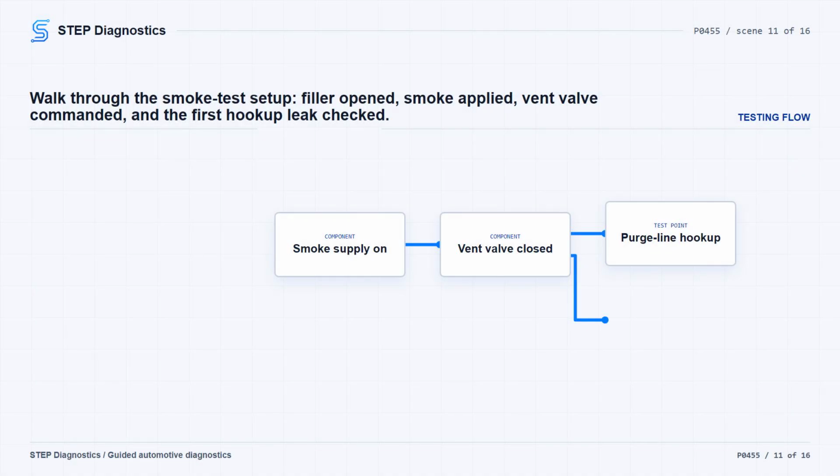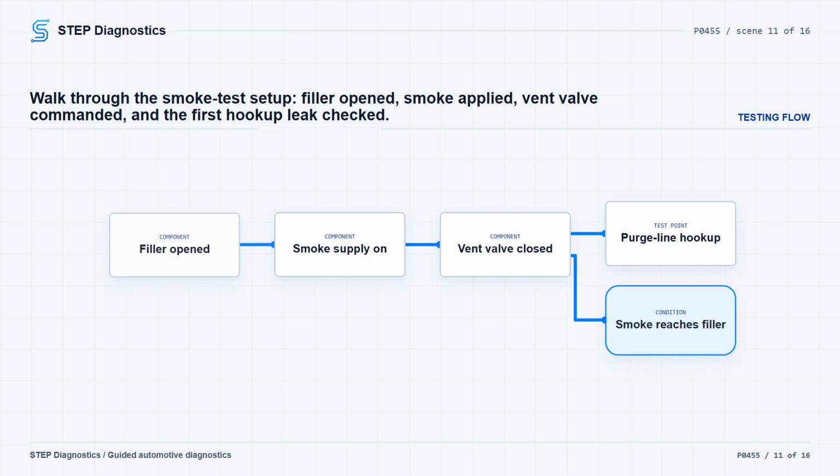For smoke leak detection, remove the fuel cap or install the supplemental refueling adapter. Connect the smoke supply hose to the adapter, set the leak detector to smoke, turn the ignition on, and command the EVAP canister vent valve closed with EVAP on at 100% duty cycle.